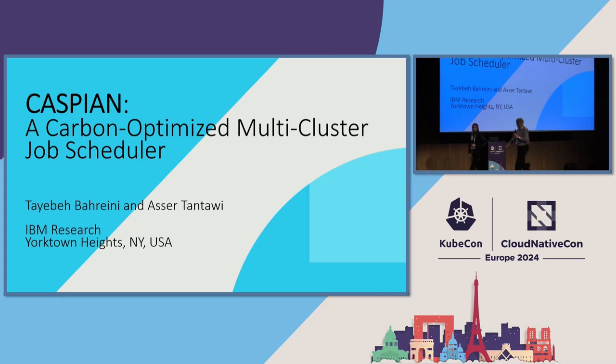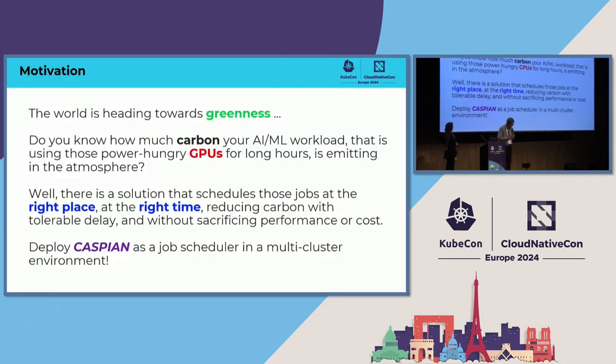So what is CASPIAN? The motivation for us getting onto this project is obviously that the world is getting or trying to get greener and greener. And we all know that in data centers and in Kubernetes clusters especially, we now have a lot of GPUs and a lot of training jobs running, and they consume a lot of GPU cycles for very long periods of time, minutes, hours, days, and months in some cases. So what we're trying to do is schedule jobs so that we can minimize the carbon footprint of running those jobs on those power-hungry devices.